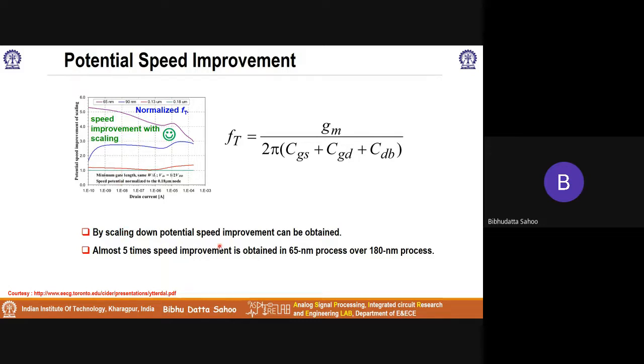By scaling down, potential speed improvement can be obtained. Almost five times speed improvement is obtained in the 65 nanometer process over 180 nanometer. Now keep in mind, if we go to 28 and 16, this becomes close to 10 and also 10 to 15 times better. So that means we can get pretty good speed with 28 nanometer and 16 nanometer. We don't have access to 16 or 12 nanometer FinFETs, but for 28 nanometer, we have seen that it is significantly faster.